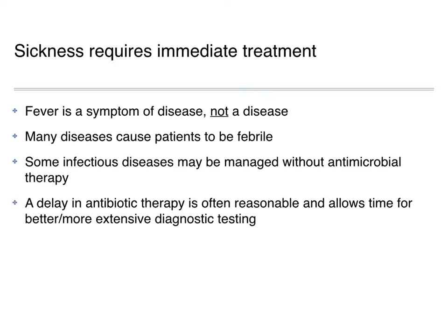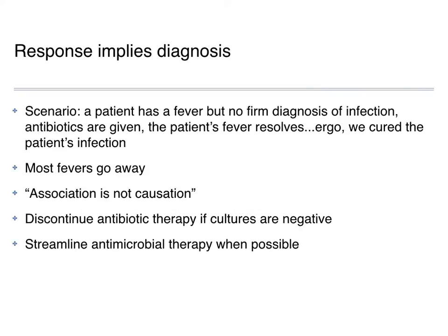And so as I said, there are some examples, meningitis being one of the more notable ones, where if you delay antibiotics, you have a big change in outcomes as far as survival. But there are relatively few examples of that sort of thing where giving antibiotics is so emergent that you can't wait to take some good cultures or do some serological testing, etc. Response implies diagnosis, and so you have a febrile patient, we don't really know what's going on with the person, we have no identified source of infection, you give antibiotics and the person's fevers go away, so hence you magically cured the patient. So fevers can go away for other reasons as well.